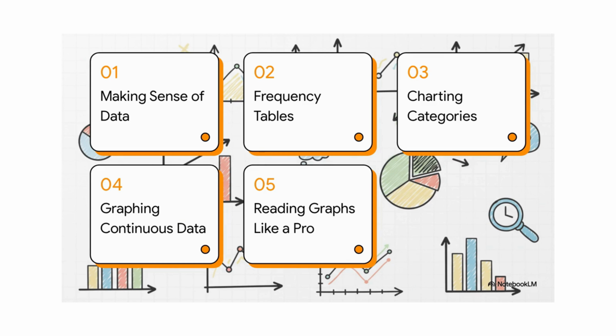So here's our game plan for this explainer. First, we'll talk about why we even need to organize data in the first place. Then, we'll build our foundation with something called frequency tables. After that, we'll get into the fun stuff, all the different charts for categories and for continuous data. And finally, we'll wrap up by learning how to read these graphs like an absolute pro.